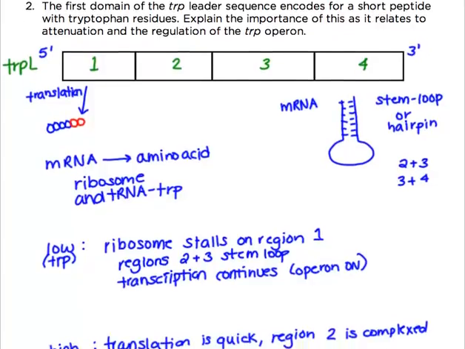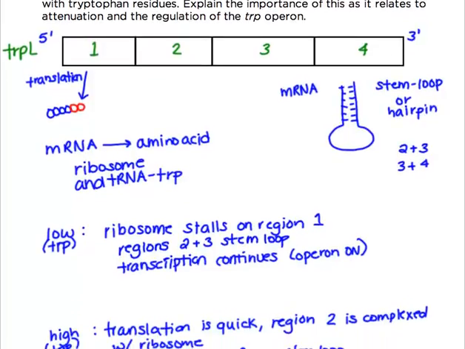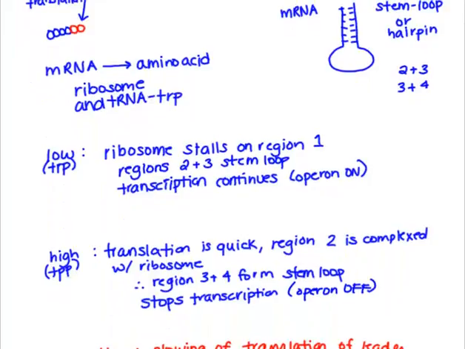So again, to recap, in order to have charged tRNA with tryptophan residues, there has to be plenty of tryptophan in the cell. So when tryptophan is low, that means that tRNA tryptophan is low, and the ribosome is going to stall when translating region 1, and therefore the 2 and 3 hairpin loop will form, and transcription continues. When tryptophan is high, that means that tRNA tryptophan is high. Translation of region 1 is quick, and it's so quick that region 2 gets sort of complexed into the ribosome, can no longer bind with region 3, so regions 3 and 4 form the stem loop, and that stops transcription. So when you have enough tryptophan, you don't need to waste energy making the enzymes to make more of it.